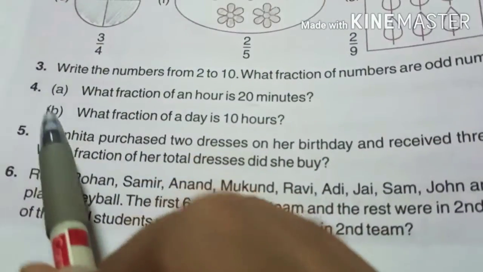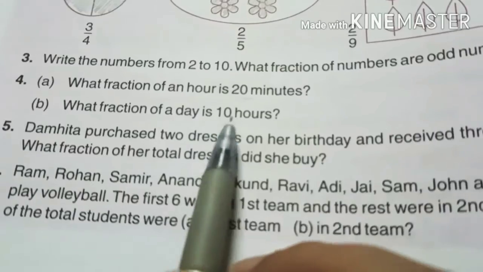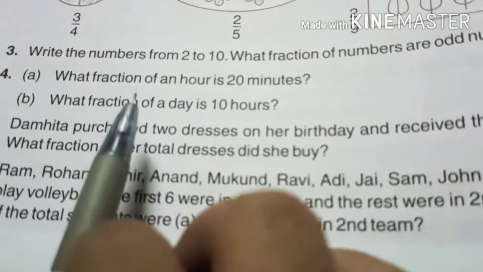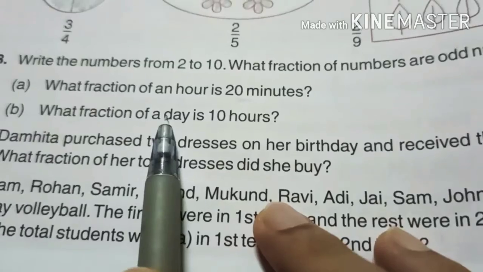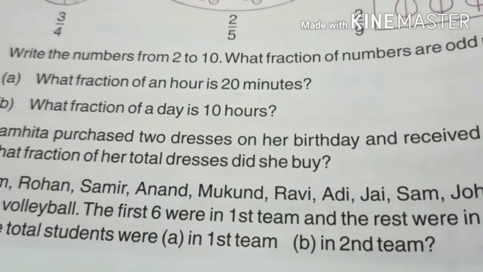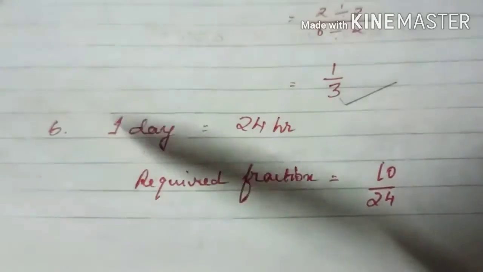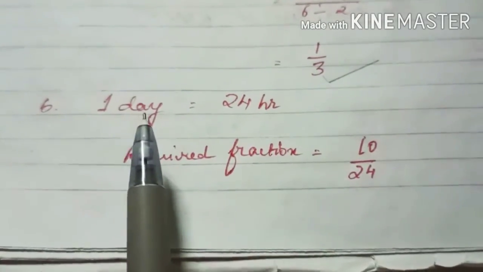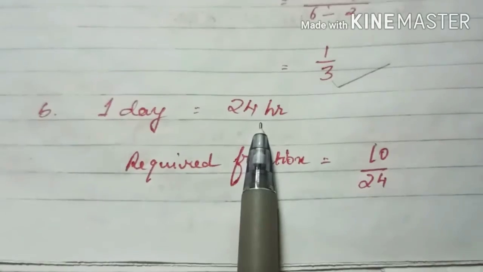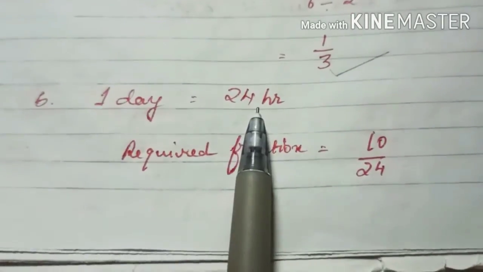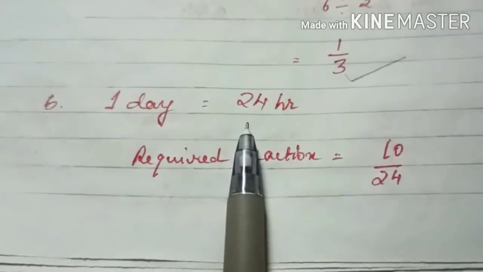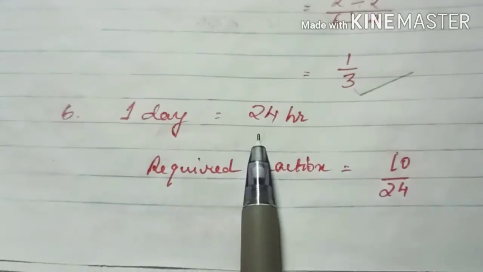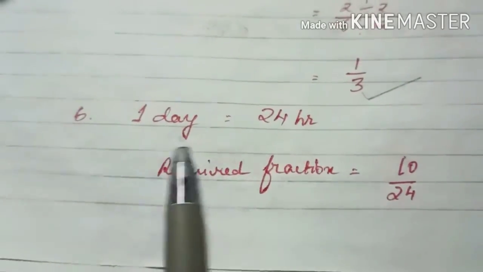Now see question number 4b. What fraction of a day is 10 hours? So we have to find the fraction of 10 hours out of 1 day. Let us see how to do. In question number 4b, 1 day equals 24 hours. We know that 1 day equals 24 hours. Why have we written 1 day equals 24 hours? Because we have to find the fraction of 10 hours out of 1 day.